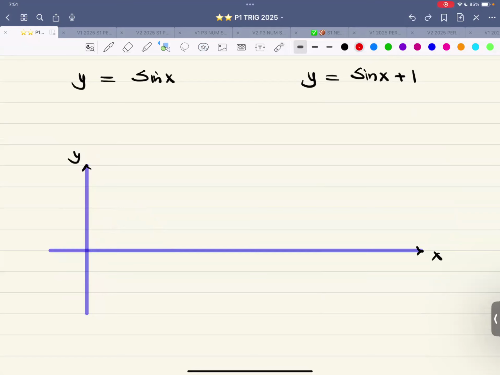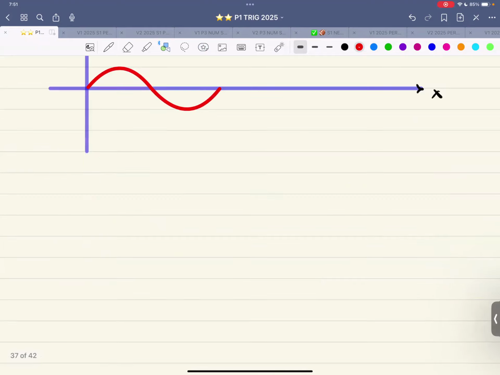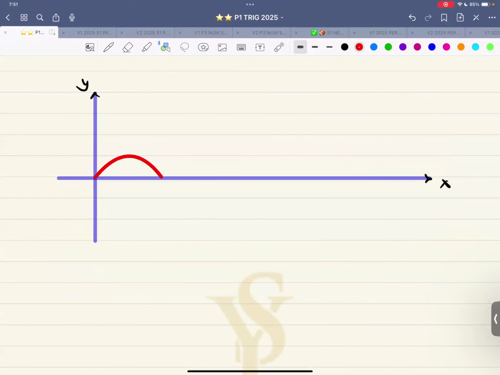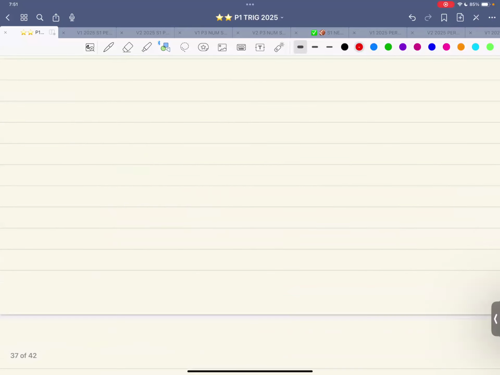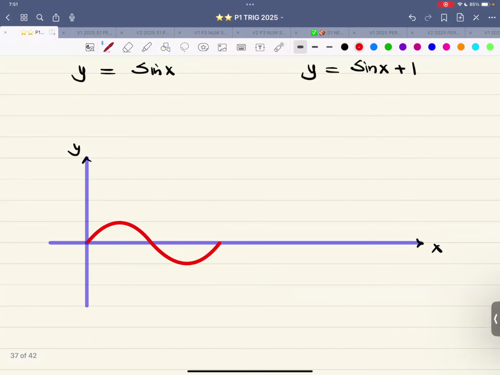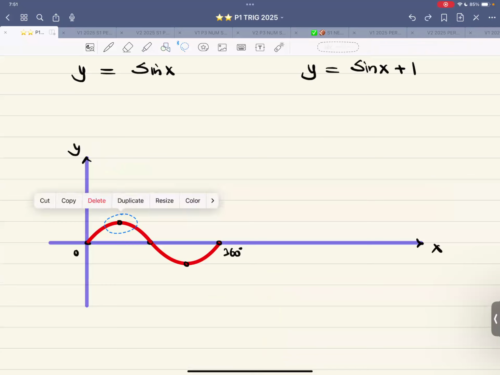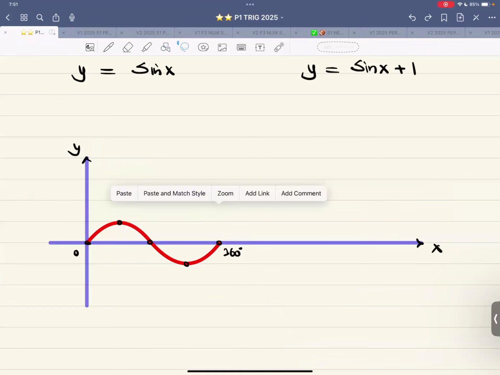Actually, let me draw it smaller. That is sine x. That is also sine x. So the height of the graph depends on your creativity. Let me draw the 5 major points: 1, 2, 3, 4, 5, one cycle in 360. And then over here, I'm drawing sine x plus 1. So let me copy this thing, and it's over here.